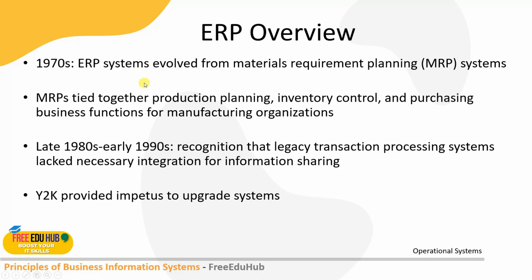And that's exactly what they are explaining in the next slide: in 1970, ERP systems evolved from Material Requirement Planning. MRP tied together the production planning, inventory control, and purchasing business functions for multifunction organizations. So it was a single solution in which you have all the things related to a business, including production planning, inventory control, purchasing, business functions, manufacturing, etc.